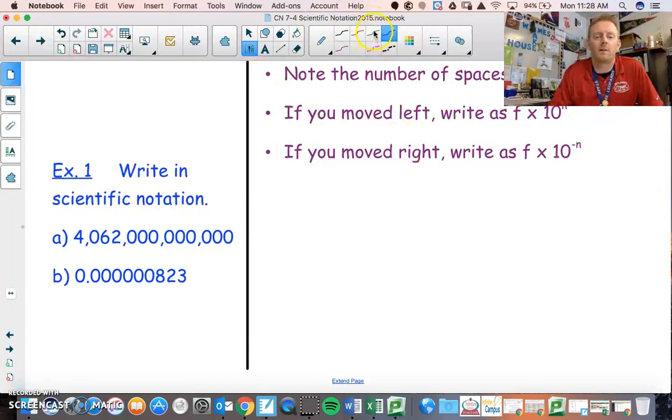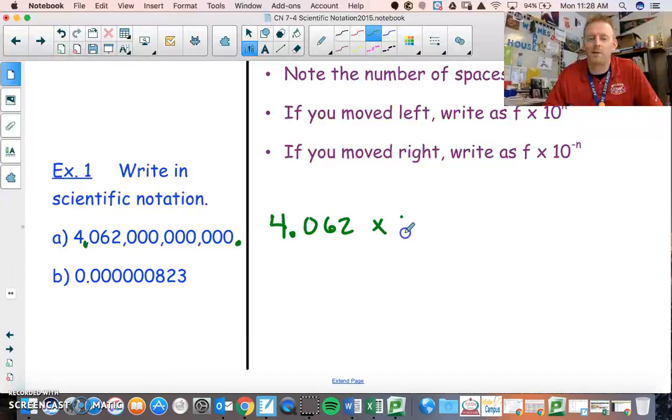So in this first problem, writing into scientific notation, the decimal point starts here and it needs to end up in between the 4 and the 0. So I'm going to have 4.062 and I'm going to write down all of the numbers until the repeating zeros start to happen. The whole point of scientific notation is to write these really, really big numbers in a much faster way. So here's a really, really big number.